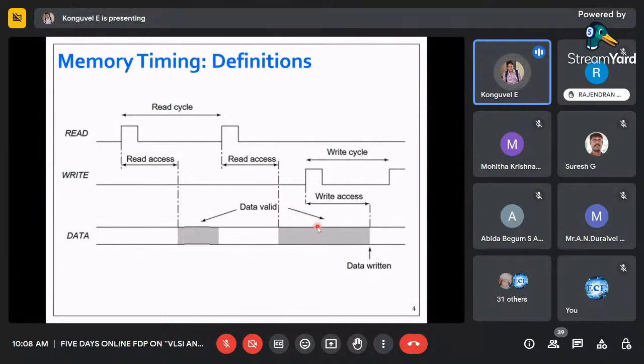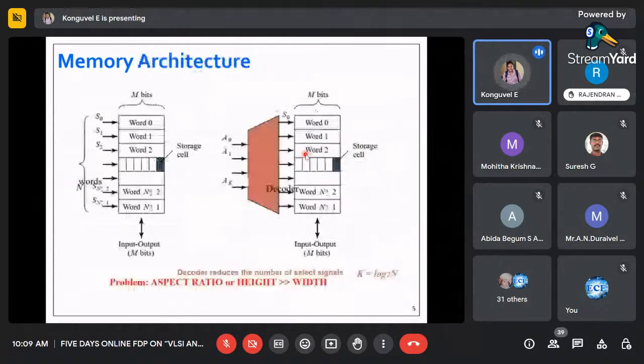So now we can understand the difference between read access and write access, and the entire cycle. The duration from one read pulse to the other read pulse, we call the read cycle. Similarly, one write pulse to the other write pulse, we call the write cycle. I think you're clear about these memory timings and the classification. Now we move on to the memory architecture.